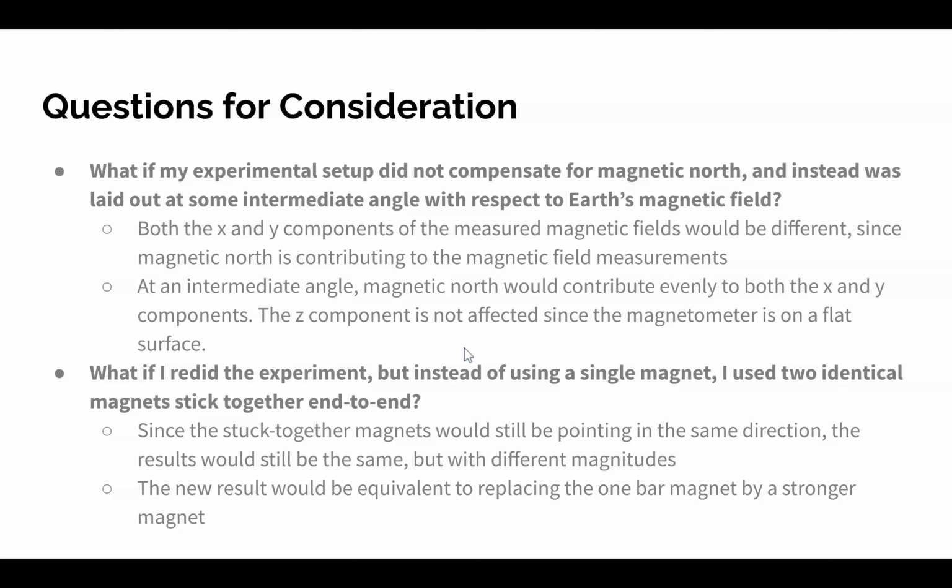And if I redid the experiment, but instead of using a single magnet, I used two identical magnets stuck together end to end, the results would still be the same because the magnets would still be pointing in the same direction. However, there would be a different magnitude. So the new result would pretty much be equivalent to replacing that one bar magnet by a stronger magnet that is twice as strong as the original magnet.